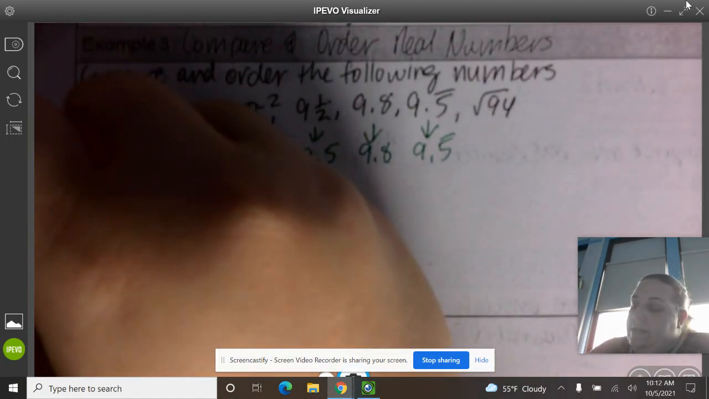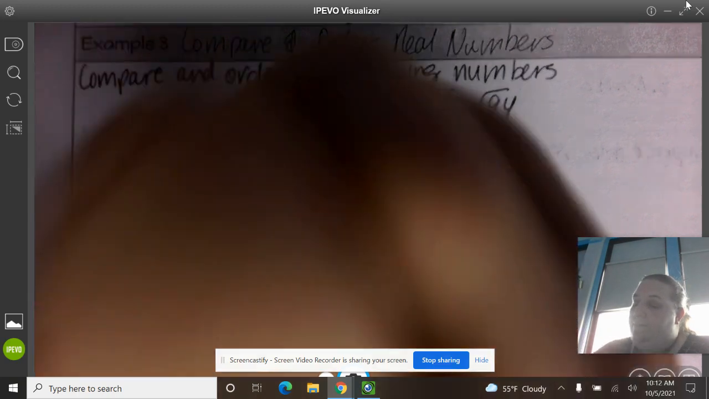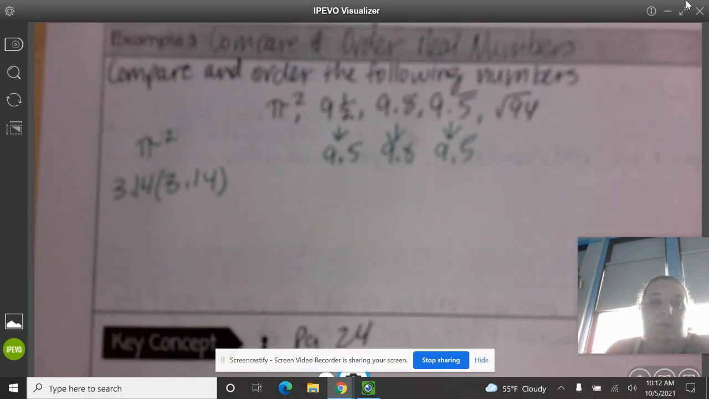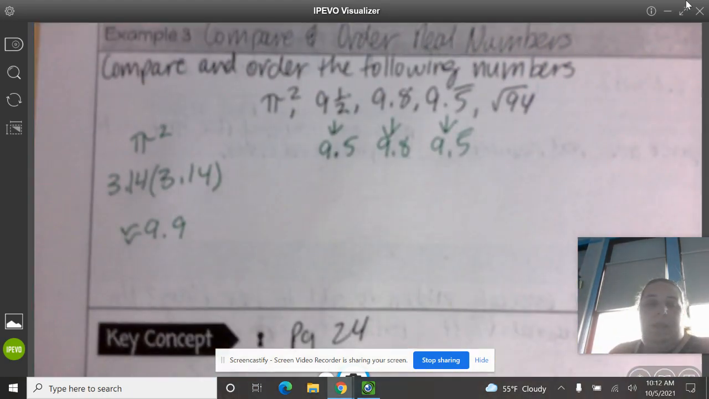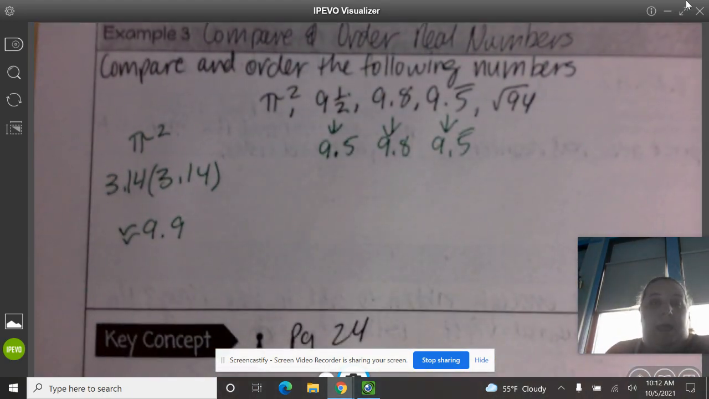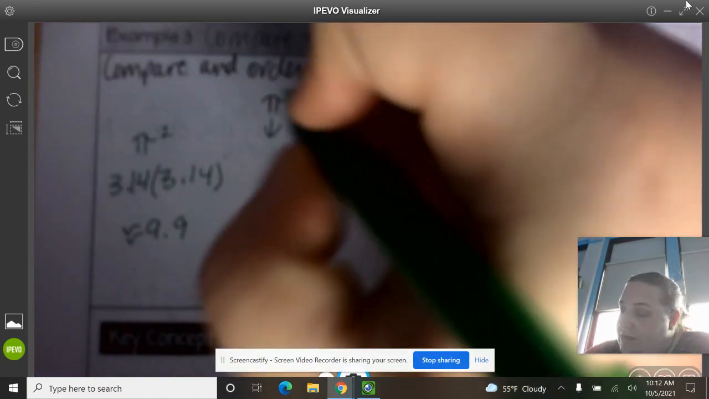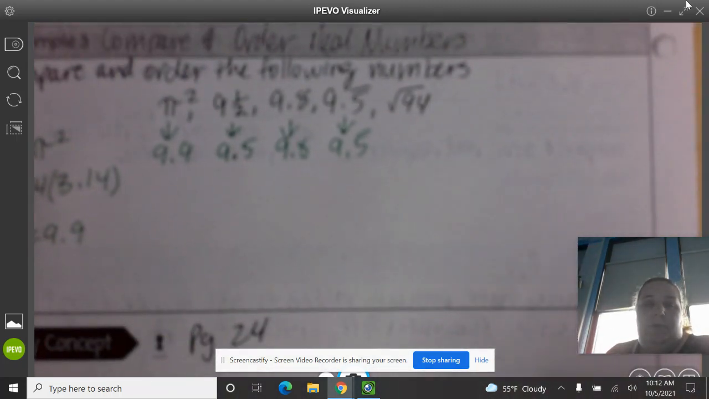Pi squared is about 3.14 times 3.14. And this is rounded because pi goes on forever. We haven't found an end to pi. It's irrational. So when I do that, I get roughly 9.9. I would not expect you to do this out by hand. I would allow you to use a calculator. But having done this already, we can save ourselves some time. So we know that's about 9.9.